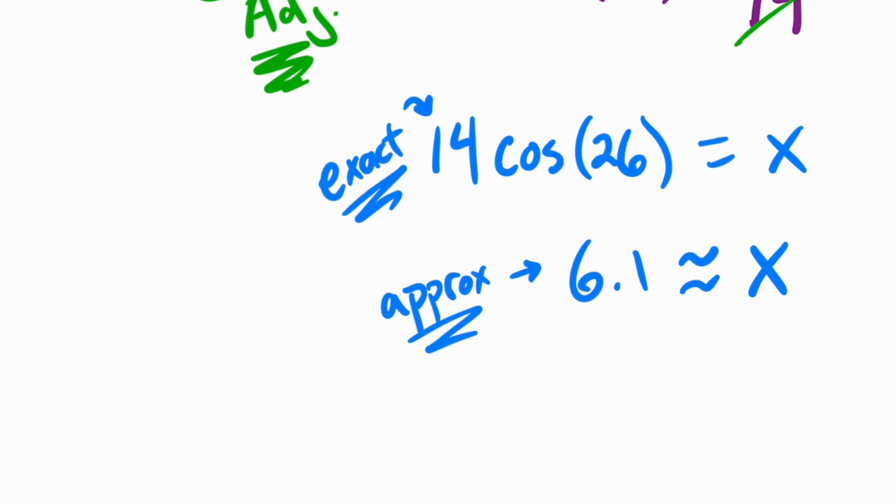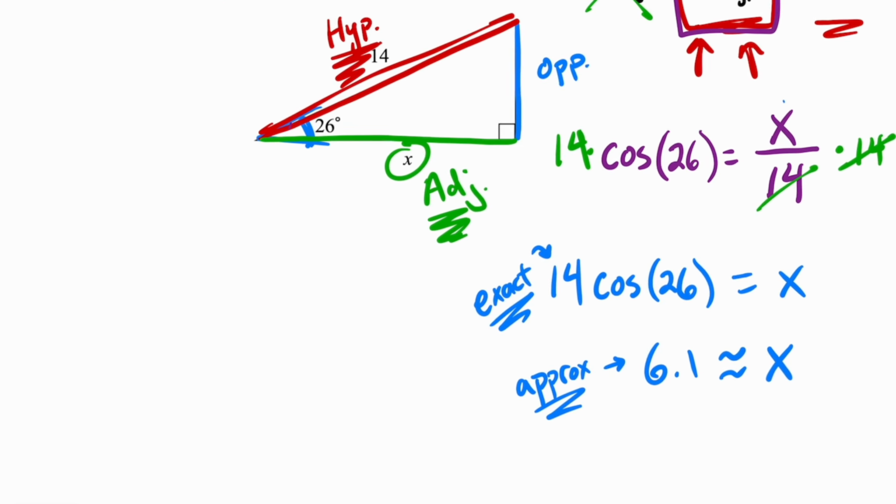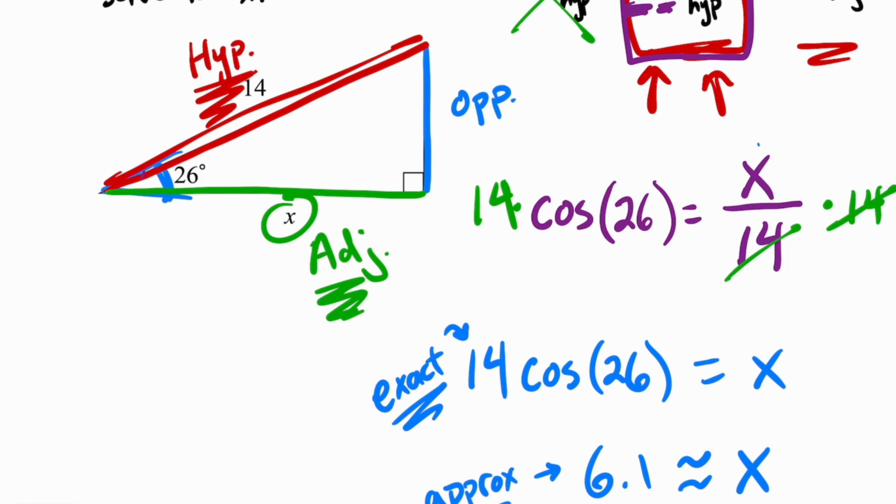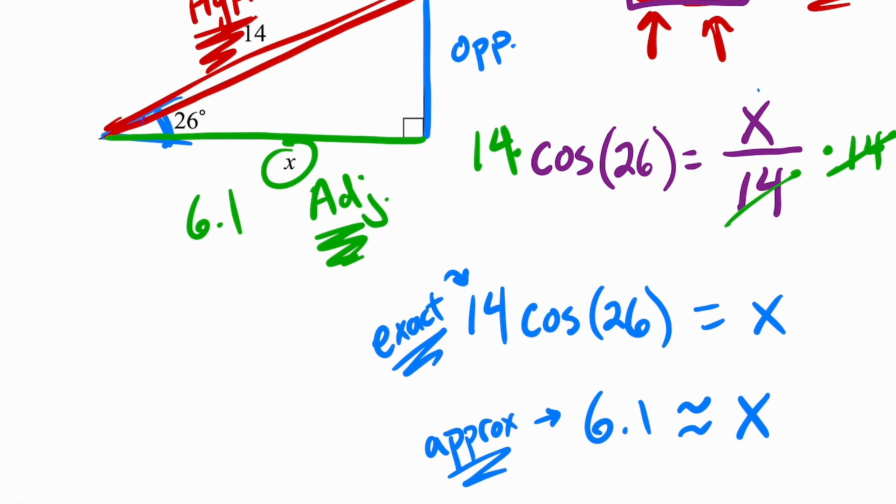So we've solved for our missing side, and now we always want to go back and double check that our answer makes sense. So does it make sense that this adjacent side has a length of 6? Yeah, that's pretty reasonable. So we have our final answer, and the problem is done.